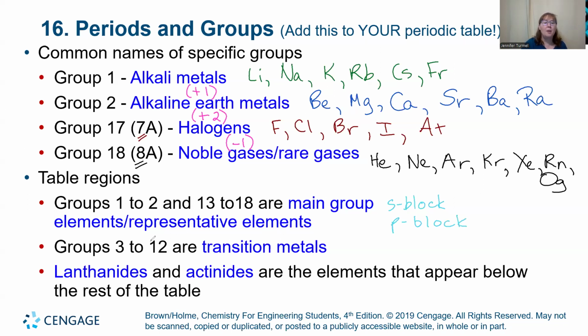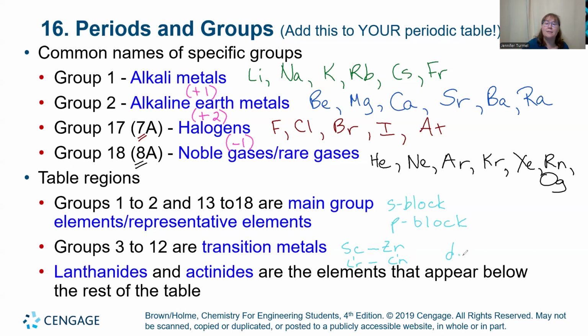S block and P block. Groups 3 through 12 are what we would call transition metals. And so this is scandium to zinc and down to lawrencium and copernicium. Oh my goodness. Okay, so that makes up that block there.